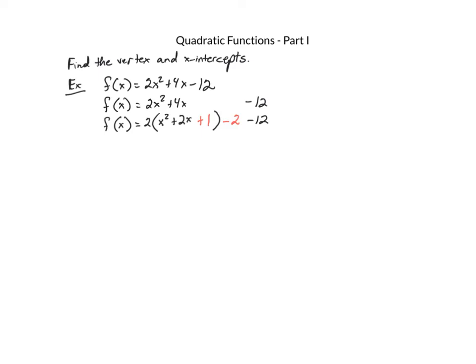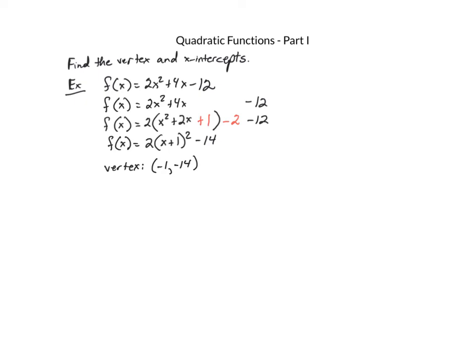So let's continue. We have f of x equals 2 times x plus 1 squared minus 14. And our equation is in vertex form. So our vertex is -1, -14. Remember, this coefficient will not affect the vertex when it's in vertex form. It affects how stretched or compressed the parabola is when you graph it.